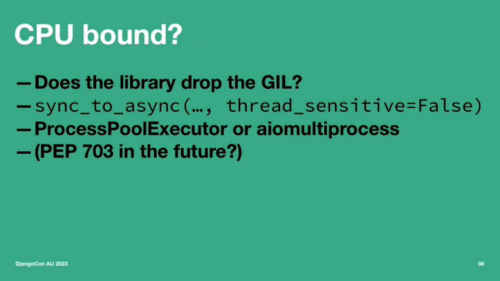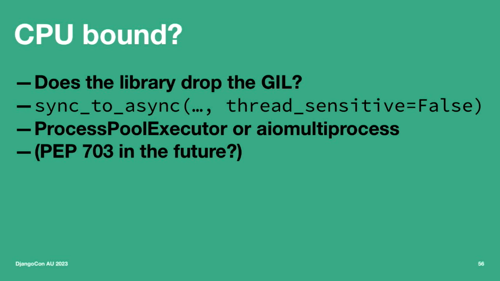A fairly common thing for transforms in an ETL system to want to do is number crunching. Working with CPU-bound Python is about 4 talks on its own, but the really short version, if the call is something that drops the GIL, like NumPy or PyTorch, you can use sync_to_async with thread_sensitive set to false.